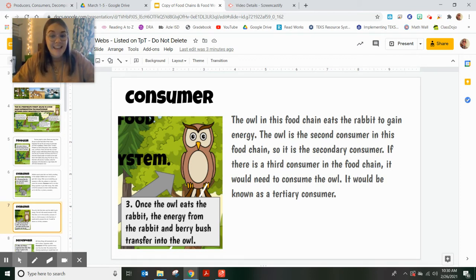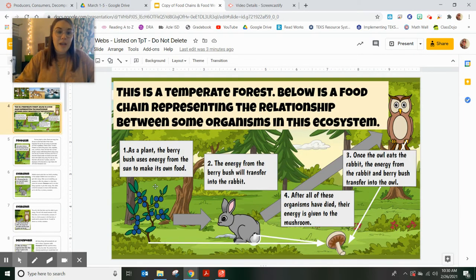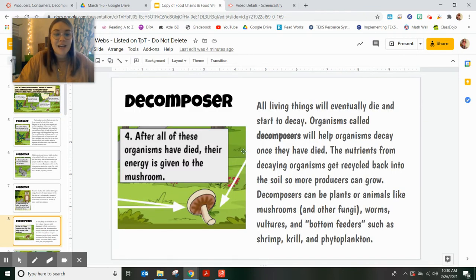So it's called the secondary consumer. If there is a third consumer in the food chain, it would need to consume the owl, and it would be a tertiary consumer. So let's look again. We have our producer, the berries. Then we have our primary consumer, which is the rabbit. Our secondary consumer, which is the owl, and then there is not a tertiary consumer, which would be something that could eat an owl. Then we have our decomposer.